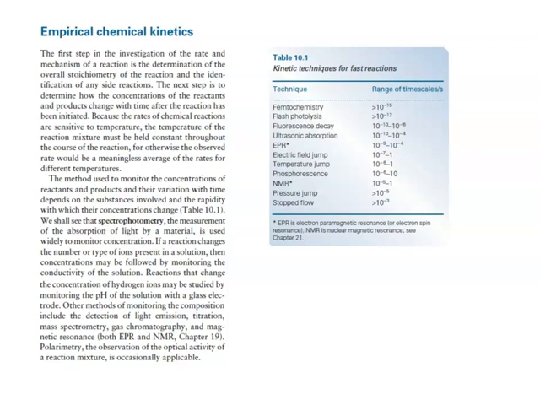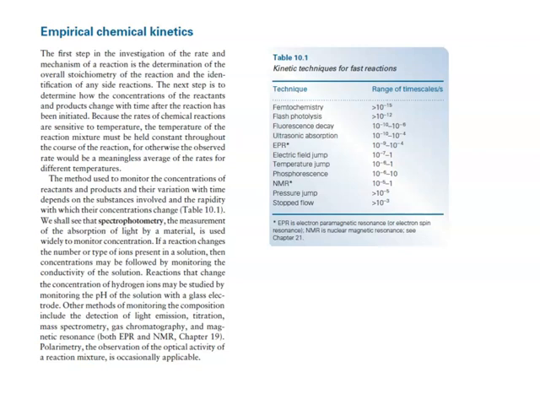The method used to monitor the concentrations of reactants and products and their variation with time depends on the substances involved and the rapidity with which their concentration changes. For example, you can look at a variety of different types of analyses in Table 10.1. We'll see that spectrophotometry, the measurement of the absorption of light by a material, is used widely to monitor concentration. If a reaction changes the number or type of ions present in solution, then concentrations may be followed by monitoring the conductivity of the solution.